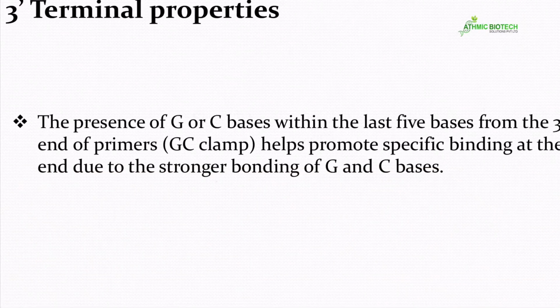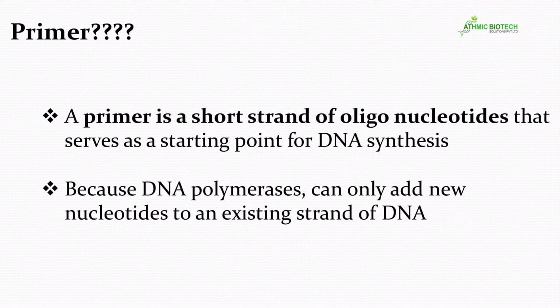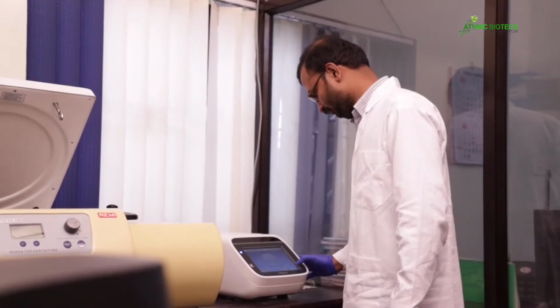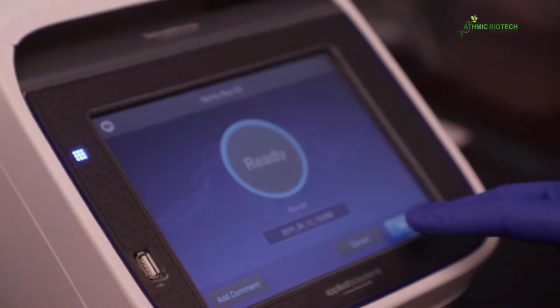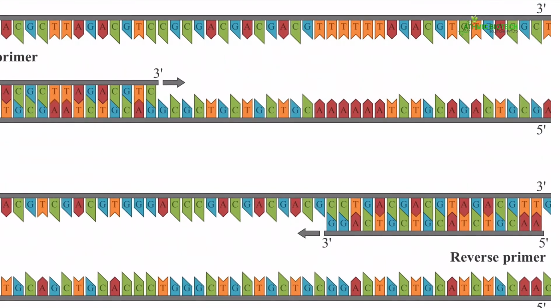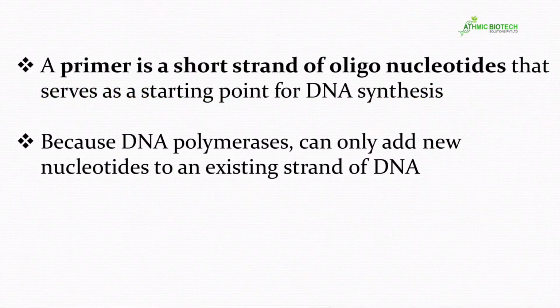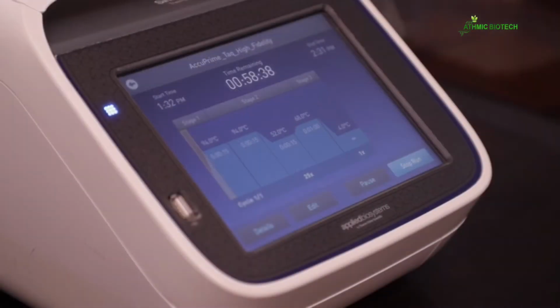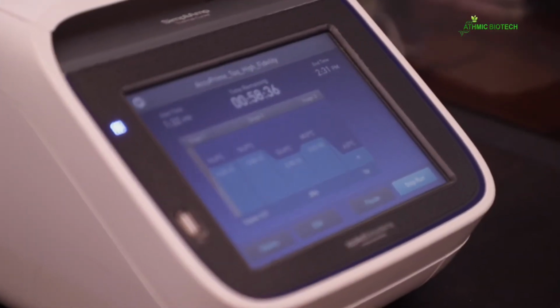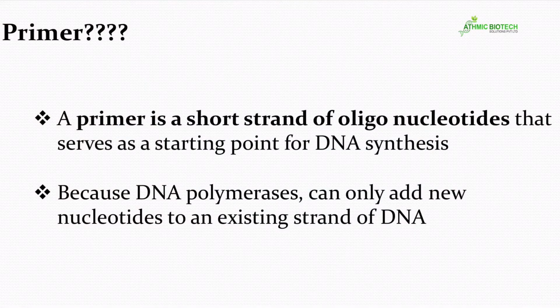First of all, I will tell what a primer is. A primer is a short strand of oligonucleotide that serves as a starting point for DNA synthesis. The Taq polymerase which we use in a PCR requires a free 3'OH, and only then can it add new nucleotides. So for that, we have to supply a primer. Using this primer as an anchoring point, the DNA polymerase used in PCR can synthesize a new DNA strand.